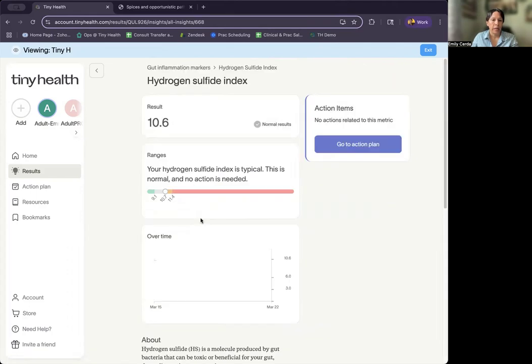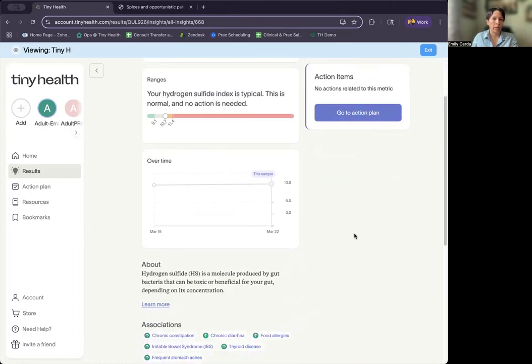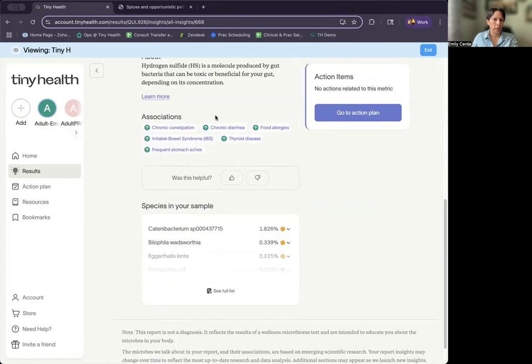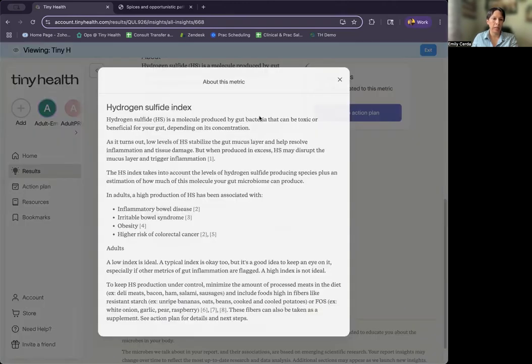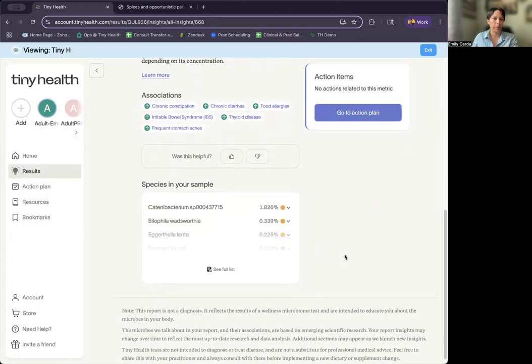Hydrogen sulfide index is next in gut inflammation markers. And this one is trending a little bit high. It's almost out of range. So it's worth taking notice of. Here, again, you can see your associations and you can click in to learn more about this. So don't be shy, click in, check things out, get a refresher.